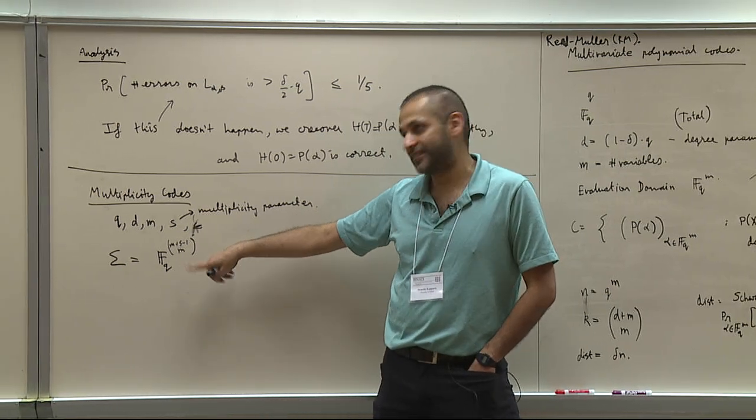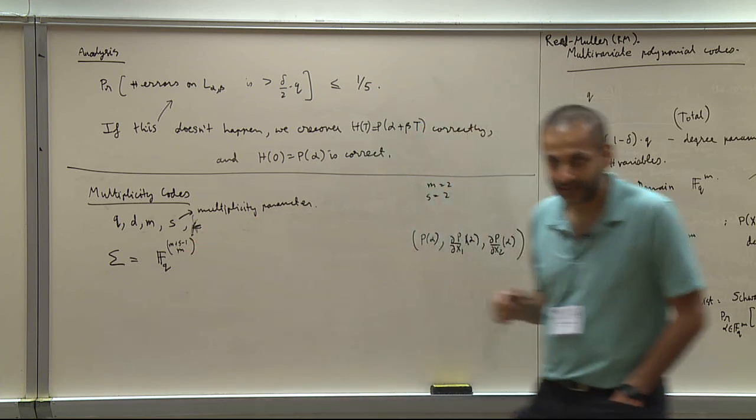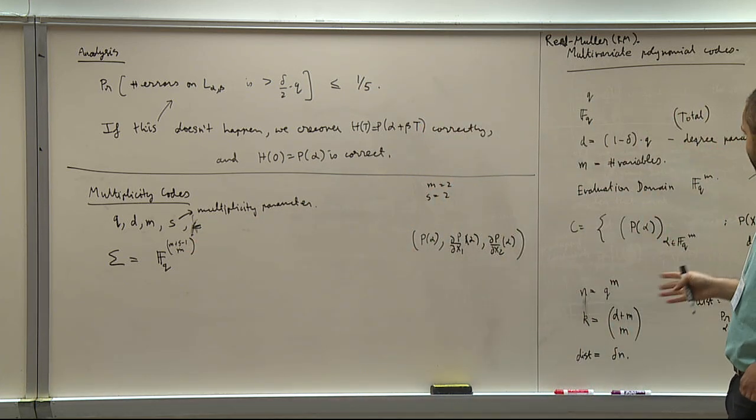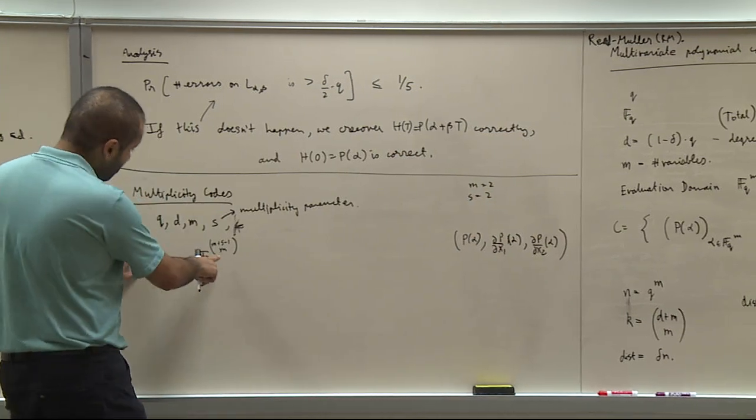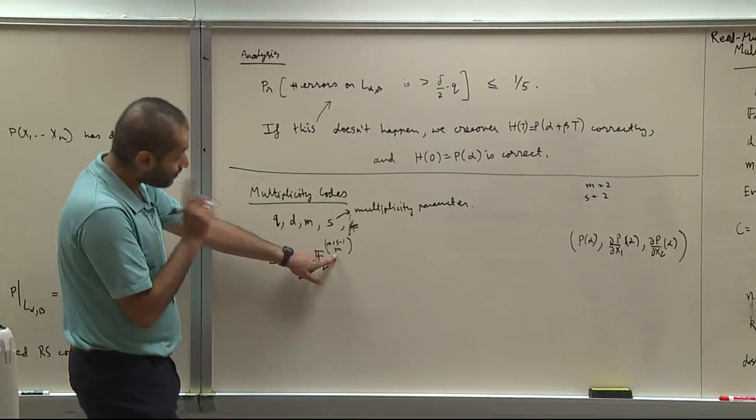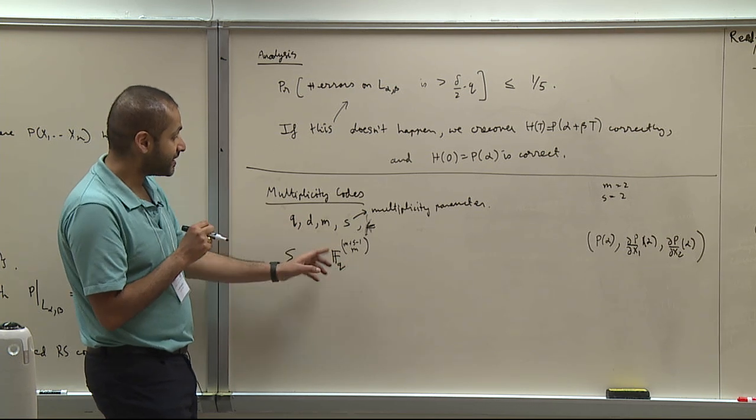It's just the same as the number of monomials of degree at most s minus 1 in m variables. So that's why it's the same formula as well. So this is a code over this mega alphabet. But m and s are going to be constants. If m and s are constants, it's F_q to a constant.